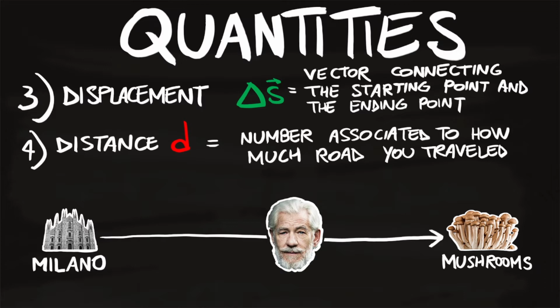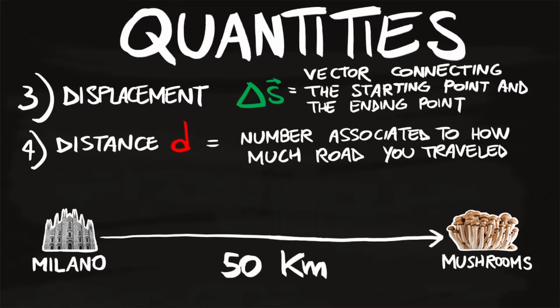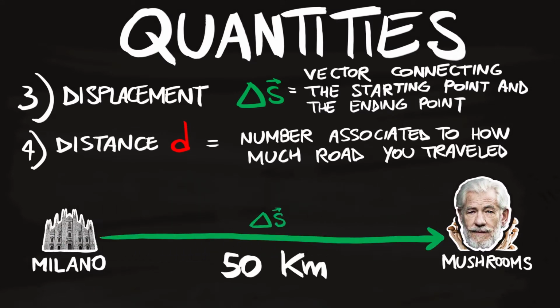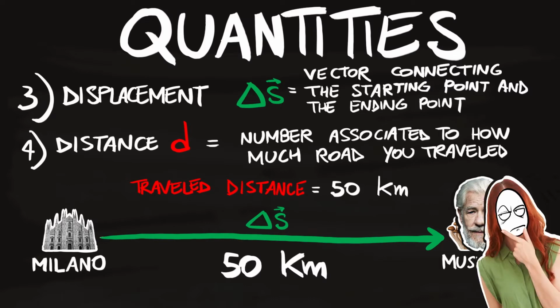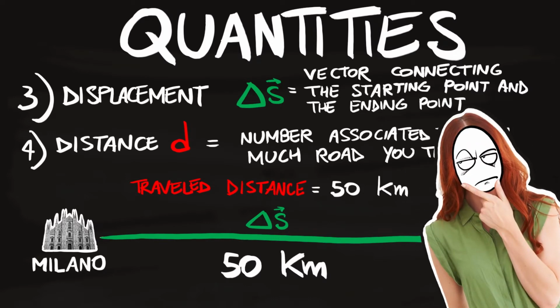Let's say Milan and the wood are 50 kilometers away. When Grandpa reaches his destination, his displacement is gonna be this guy here, a 50 kilometers module vector pointing towards Mushroom Town. The distance traveled is also 50 kilometers. Matteo, but you just said they were different!